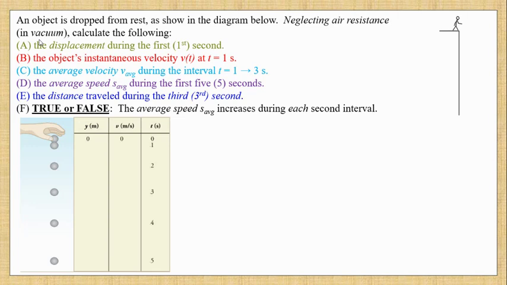Okay, so here in this particular kinematics problem, we have an object that is dropped from rest in vertical motion. It says, as shown in the diagram, and then it says neglecting air friction, aka in a vacuum, calculate the following. So we have A, B, C, D, E, and F. F is just a true or false statement.